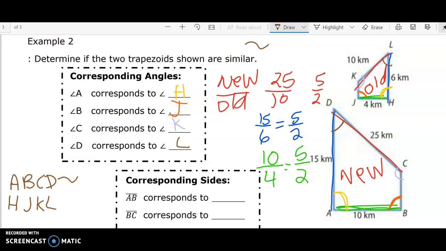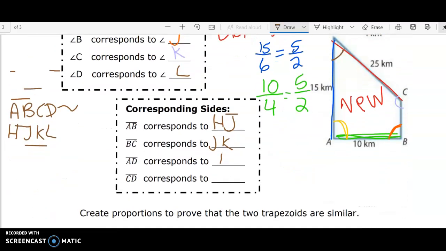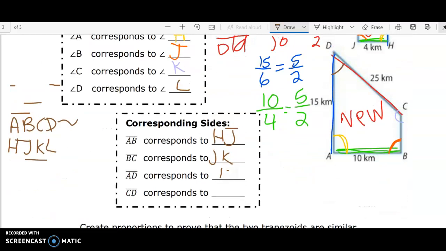AB corresponds to, since AB is here, HJ is here. BC is the next two letters here, and so it's going to be JK. AD is the first and the last, so this must be the first and the last. Getting out of the name, we're going to go here. And I'm going to go H and L. And CD is these two, so it's KL.